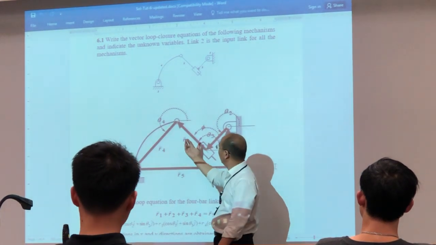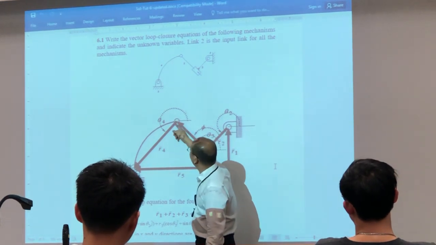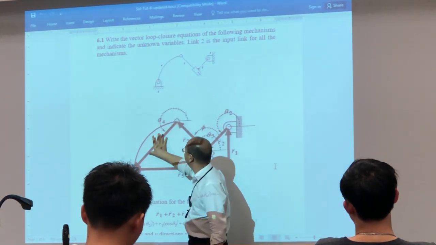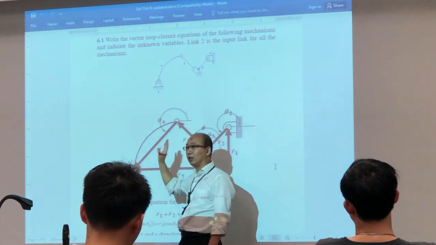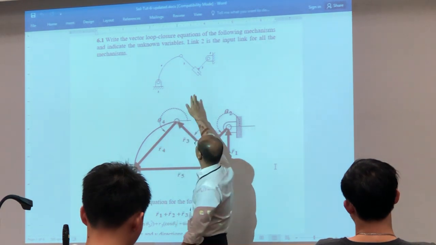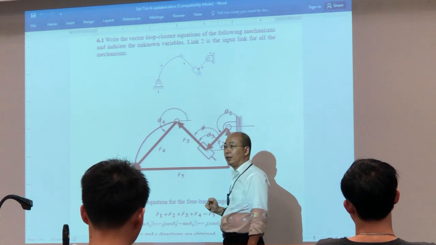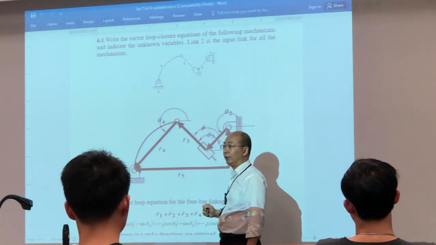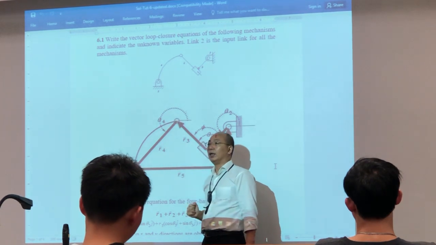So far, only R3 is an unknown, right? How about R4? The length. Does the length change? No, R4 never changes, right? How about theta 4? Theta 4 is changing, right? When the mechanism is moving, theta 4 is changing, so theta 4 is an unknown. So R3 is one unknown, theta 4 is one unknown.